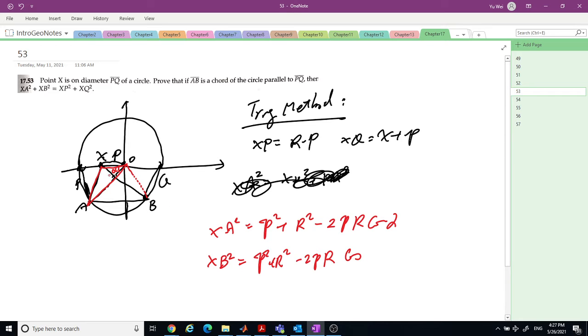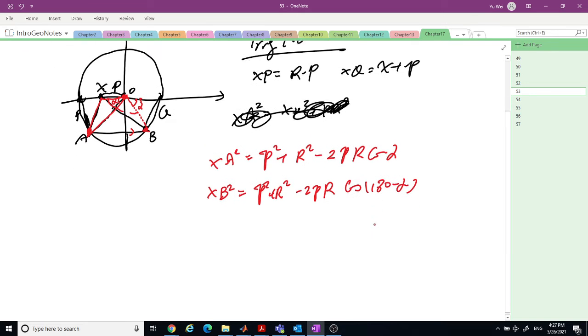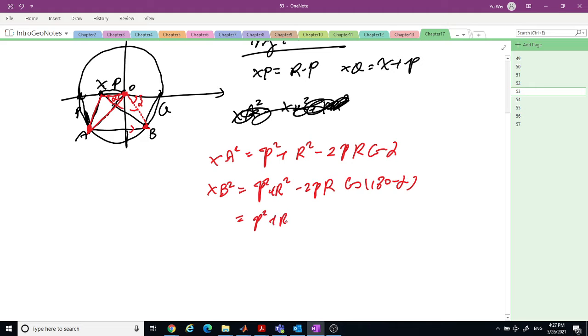Then the cosine is, so if this is the symmetry, right? Because these are parallel, okay? So that's why this angle is also alpha, right? So this angle will be 180 minus alpha. So this will equal to P square plus R square plus 2PR cosine alpha. Then you add them together, XA square plus XB square is equal to 2P square plus 2R square.